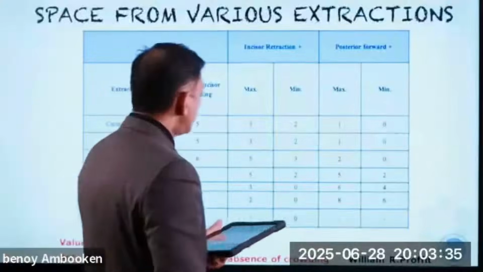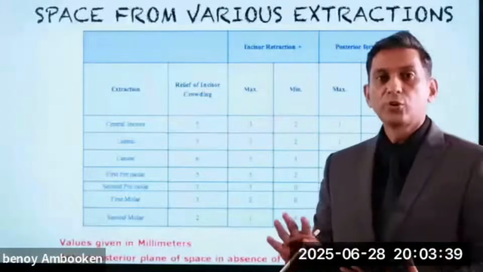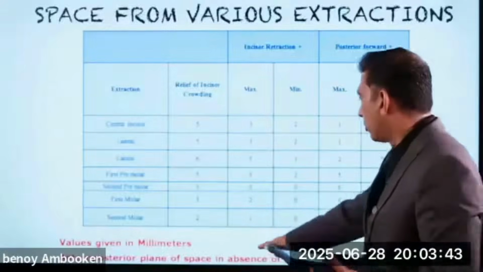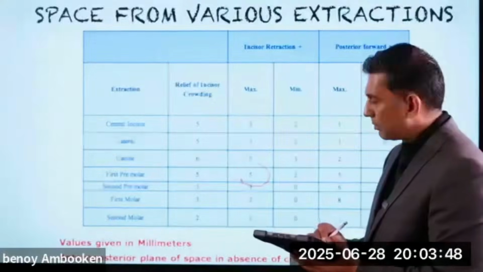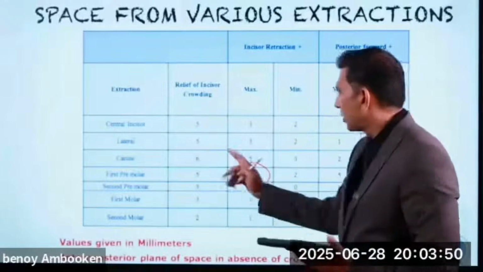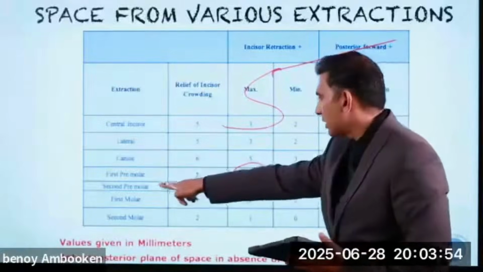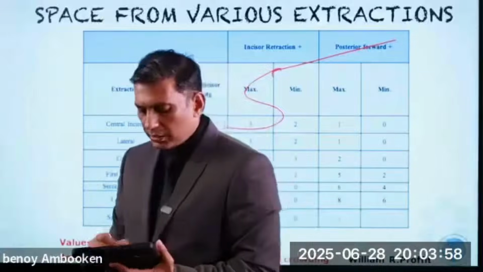Now, coming to your chart of extraction. This is something very important you should keep in mind when you consider the chart of extraction based on the book of Proffit. If you look at the first premolar, the maximum retraction you can achieve is 5 millimeters. When you look at the second premolar extraction, the maximum retraction you can achieve is only 3 millimeters.